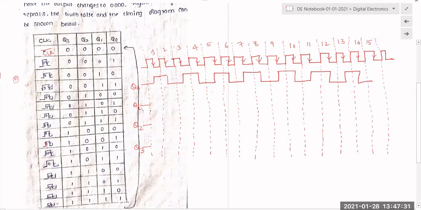Q0 value 1. So that's why this will be 1. That's it. Okay. Clear? Yes, sir. This is for Q0.